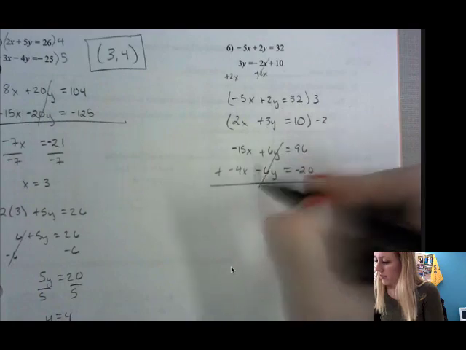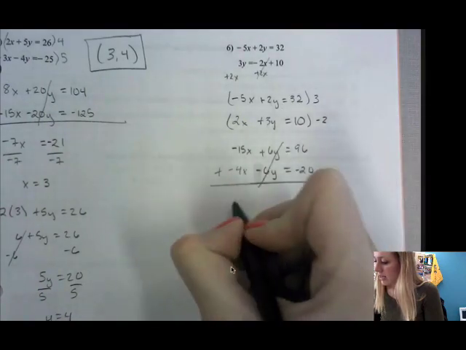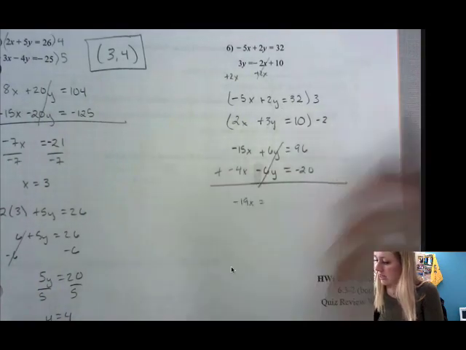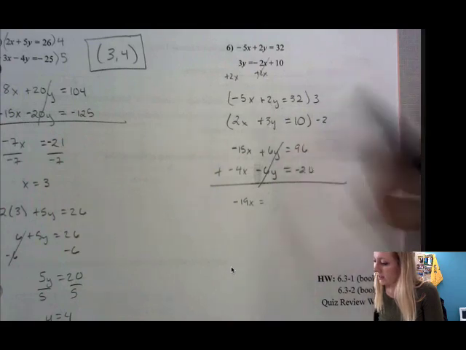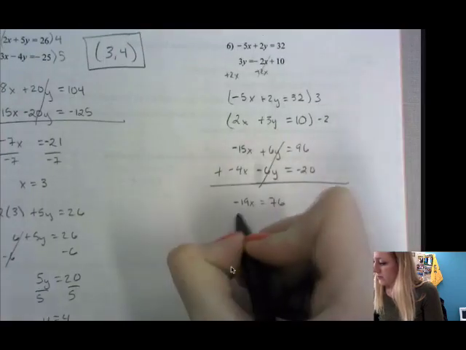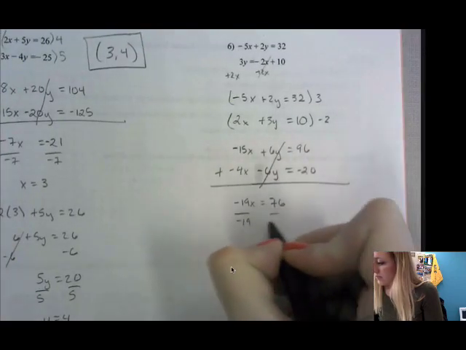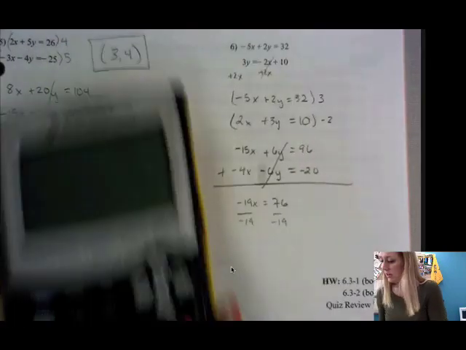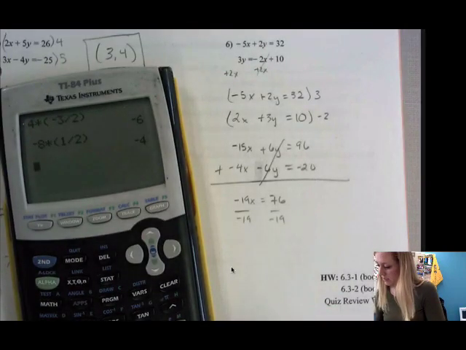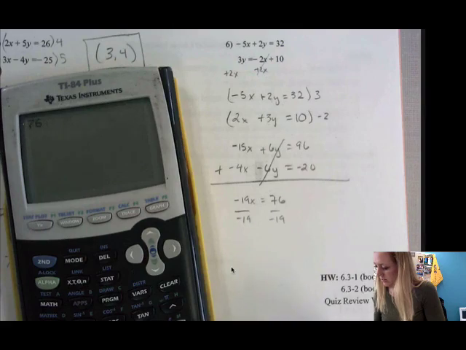Add, y's are eliminated. So I get negative 19x. And then 76, when I add those two, divide by negative 19. And I don't know that one off the top of my head, so 76 divided by negative 19 is negative 4.